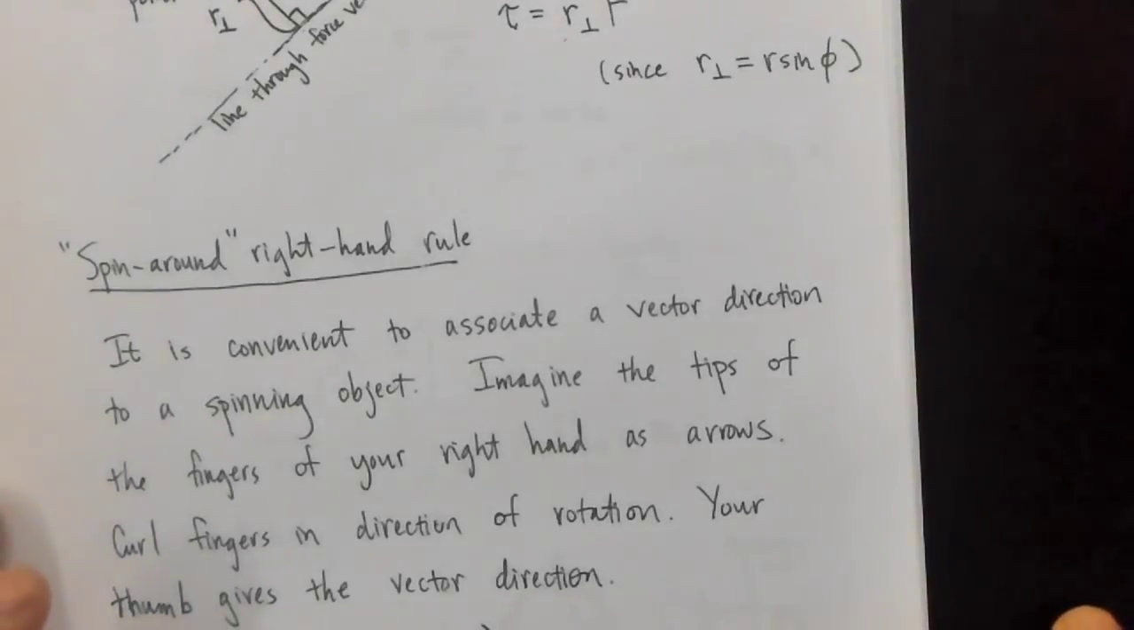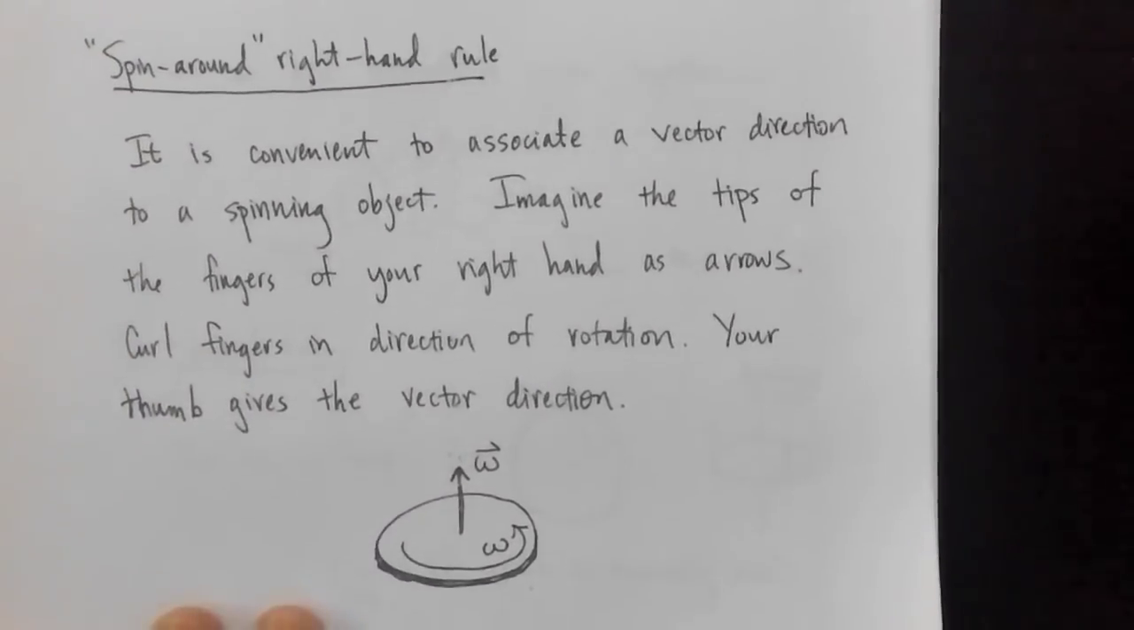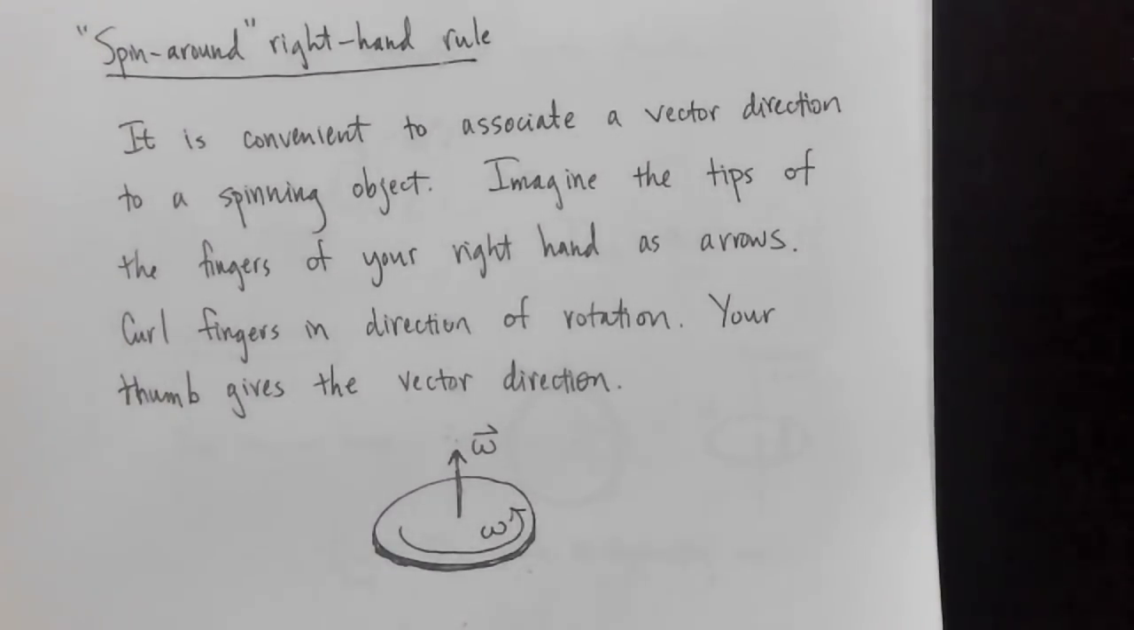Okay, next thing, the spin-around right hand rule. This is when we have something spinning. This is a very good example. I have something spinning. Well, it's not spinning yet. Okay, and it's spinning like this. You think of your fingers as little arrows. You cup your fingers, the tips of your fingers are obviously the arrow tips, and so you make your fingers point the same way that the object rotates.